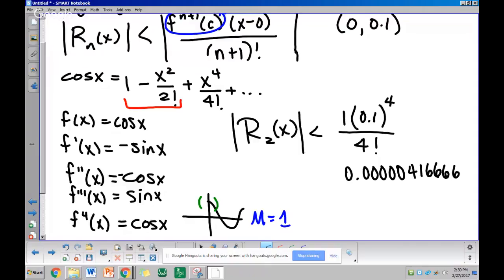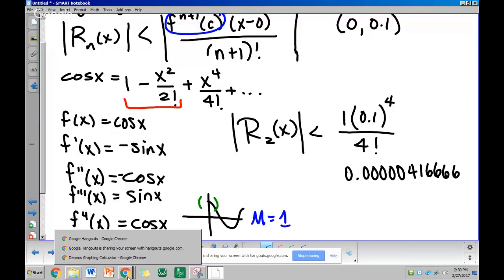Now, so what did we get before? What was our maximum error before? Is that less than this? What we got before was less than that. Yes. So Lagrange said that's your error bound. That's going to be the worst case scenario right there for your error. That's pretty darn precise, isn't it?